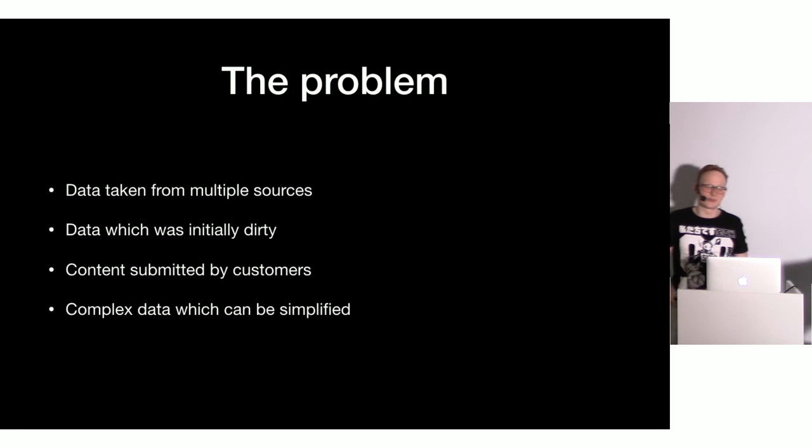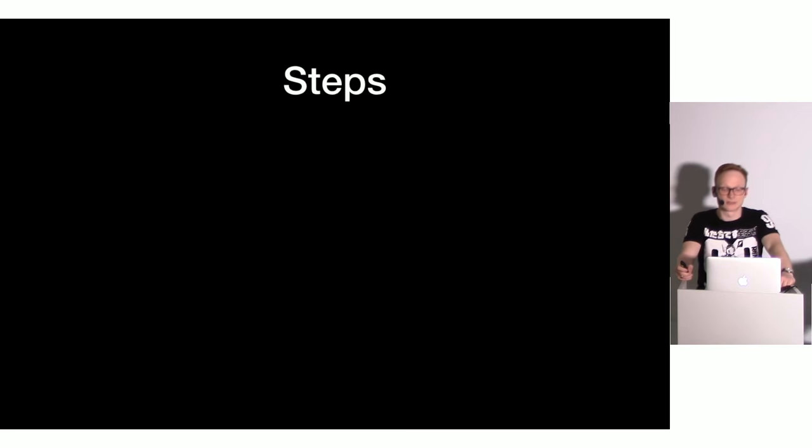It's sometimes submitted by customers. When customers can submit some information you want to parse, it's like real hell on earth. And there's complex data which can be simplified. It's in good format, but you don't want to store such complex data. You want to extract some small piece of this data. So which steps can you try?